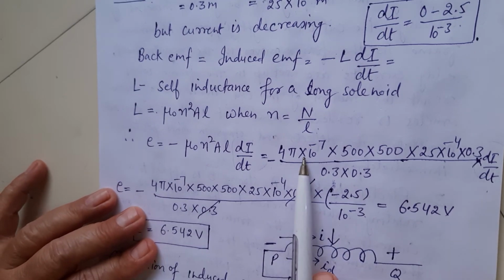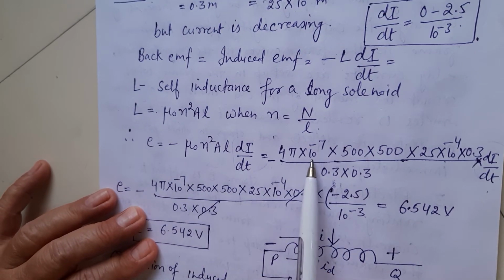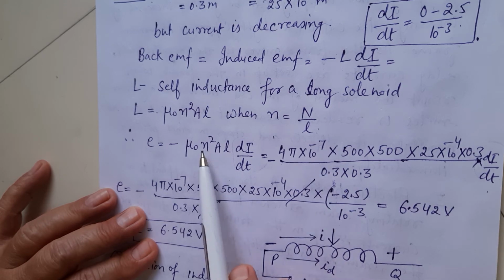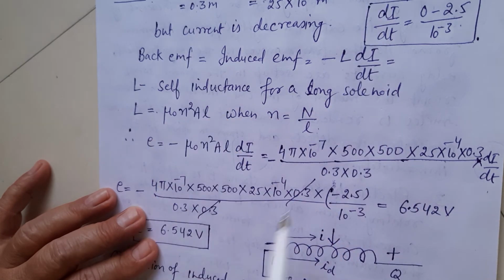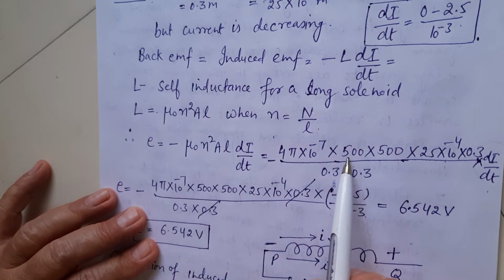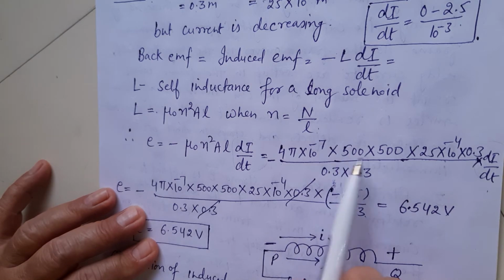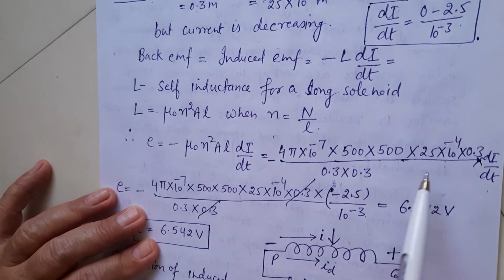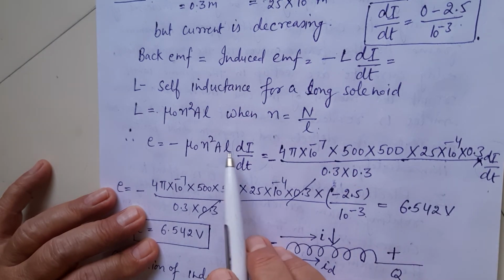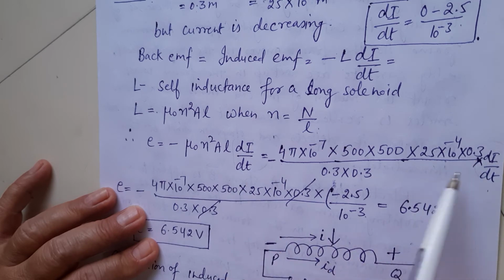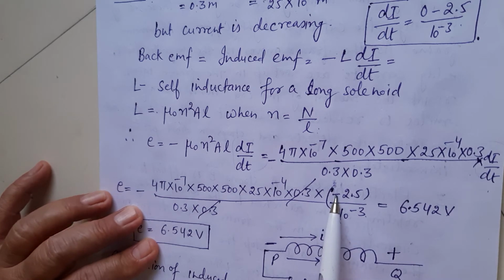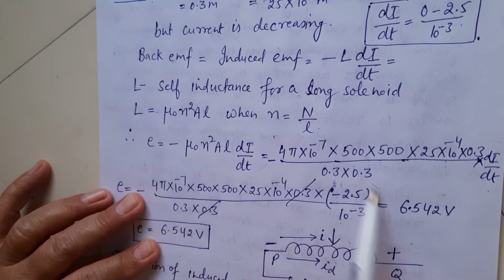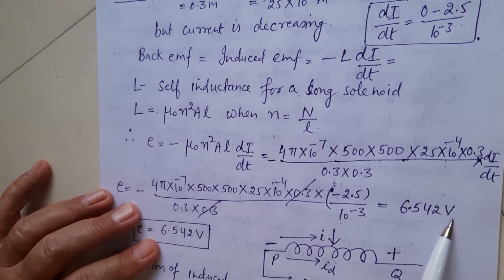So substitute the values. Mu naught is 4 pi into 10 to the power minus 7. N will be taken as N upon l, where N is 500 and l is 0.3. So N squared upon l squared, that is 500 into 500 upon 0.3 into 0.3. Area, this is area 25, and l is 0.3. And di by dt is minus 2.5 into 10 to the power minus 3. This minus will be cancelled by this one. Now if we solve this, we will get 6.542 volt.